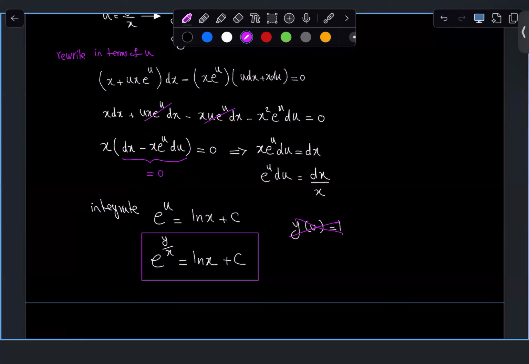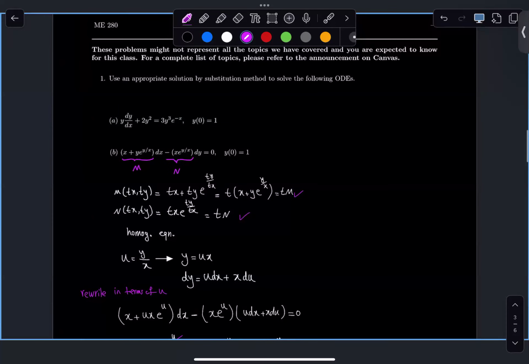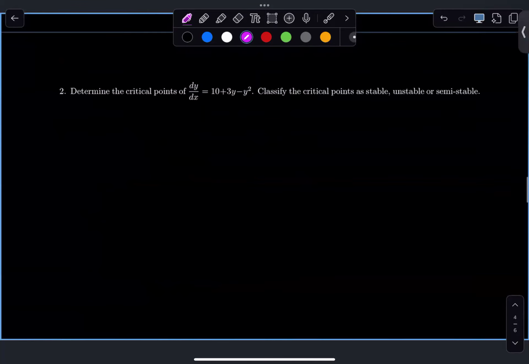Any other questions? Okay. So we're a little short on time. I'm going to go a little fast. We're going to come back again if there's time to this Bernoulli's equation. Let's move on to the next one.